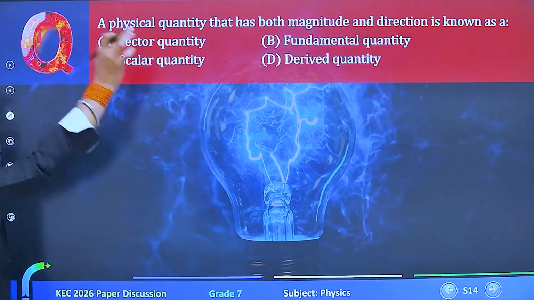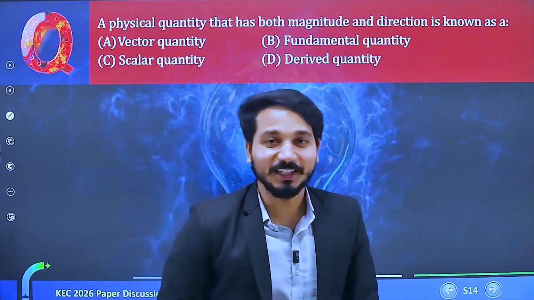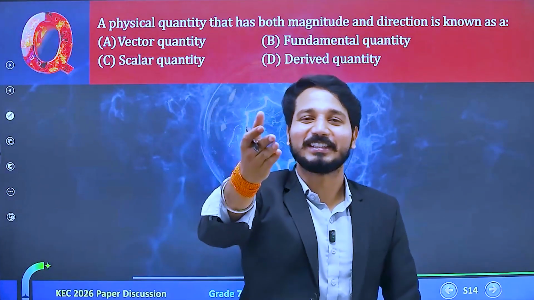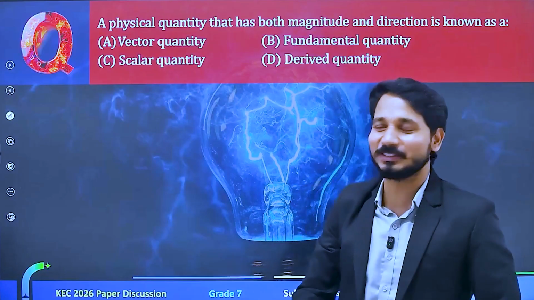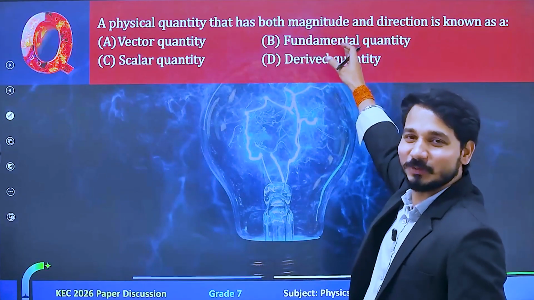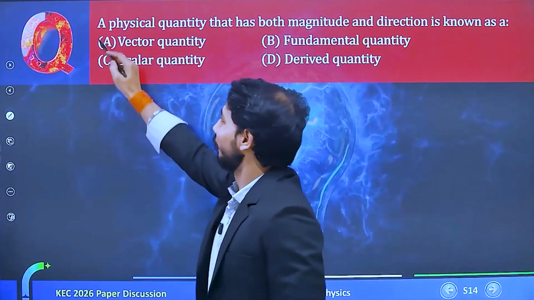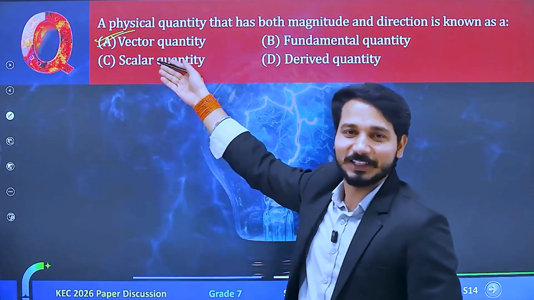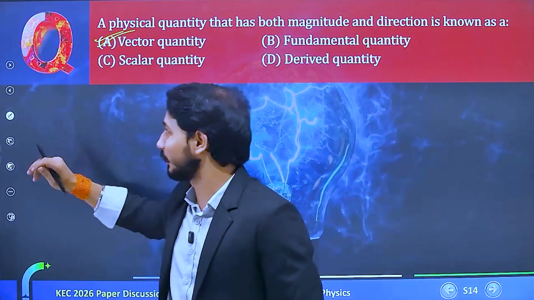Moving ahead to the next. A physical quantity that has both magnitude and direction. We have discussed this several times in the class. A physical quantity that has both magnitude and direction is known as a vector quantity. Option A is the correct answer for this question.